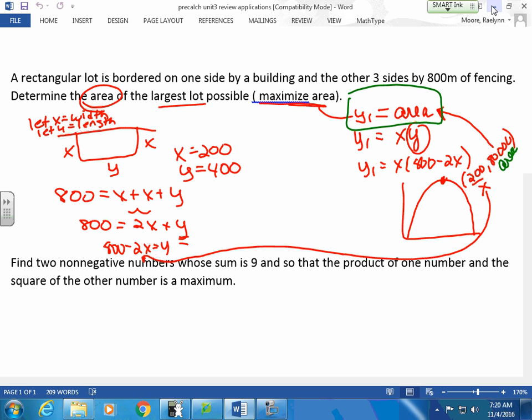Why did I keep going to what? The 400 comes from here. How do I get this X, right? But this is the X for here.